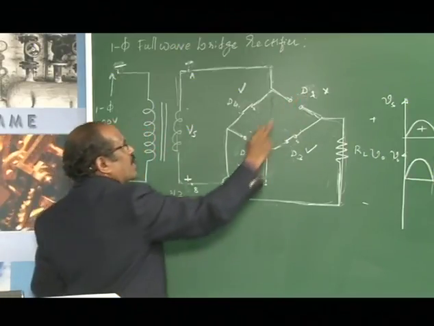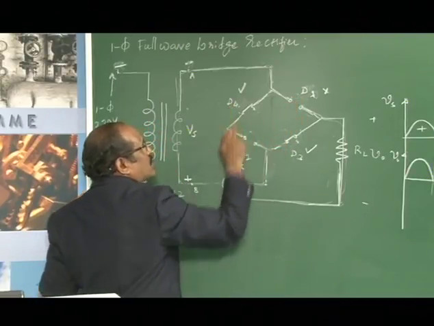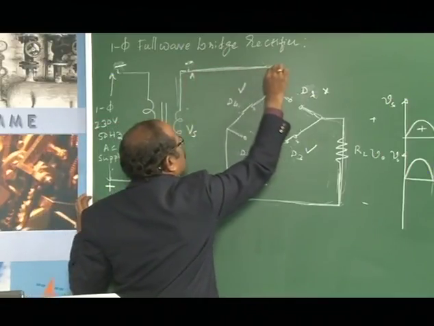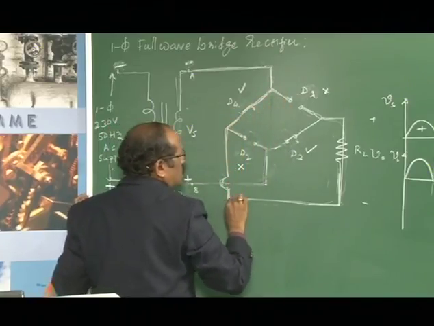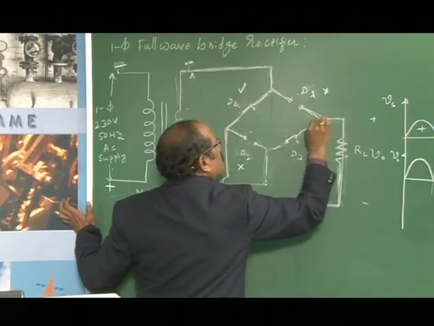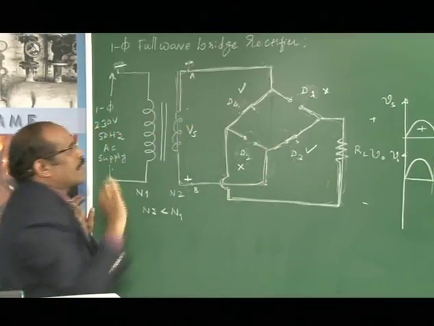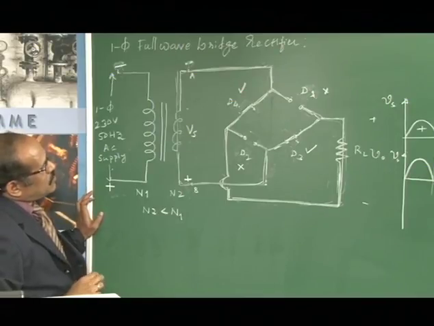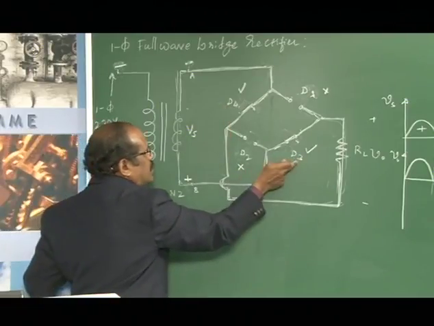So accordingly, I am representing D1 and D2 as open switches, whereas D3 and D4 as closed switches. Now how does the current flow? It flows from terminal A, then through D4, then through the load resistance, and then through diode D3 and back to the source. So this is how the load current flows during the negative half cycle of the input signal, that is when diodes D3 and D4 conduct.